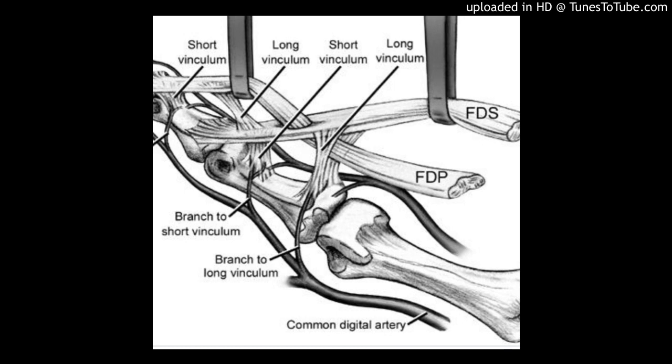FPL acts as a thumb flexor. So every digit has an intricate pulley system. What is the function of pulley systems? It avoids bowstringing during finger flexion. These are actually fibro-osseous tunnels through which a tendon travels.